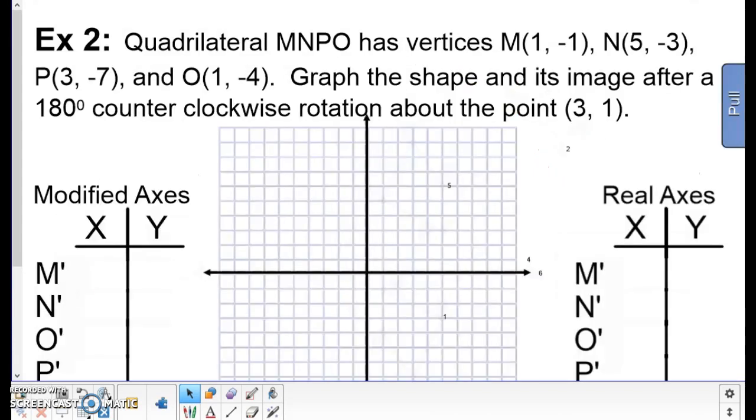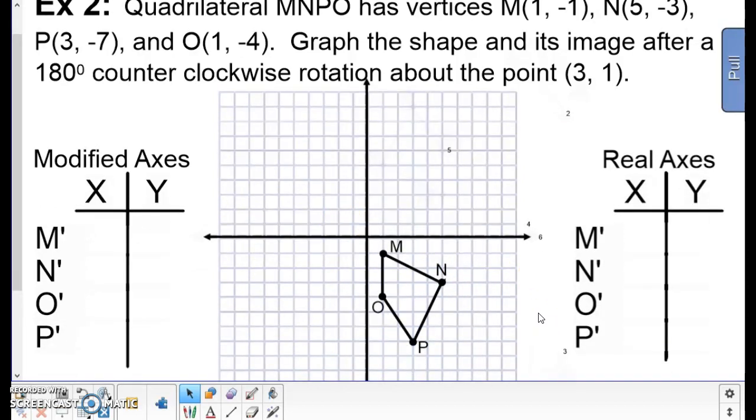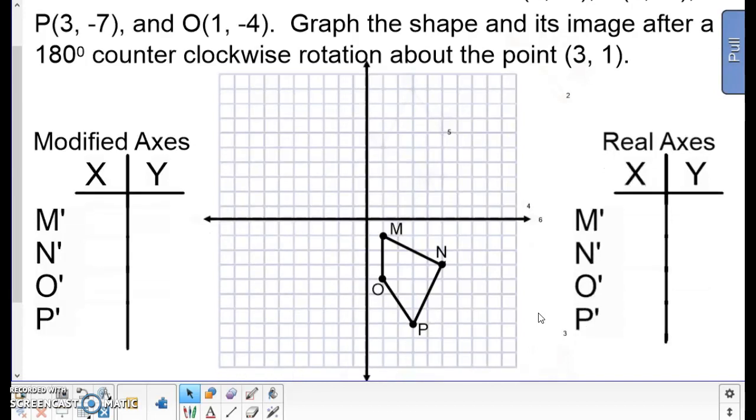Okay, let's try another one. So this is quadrilateral MNPO, and let me get it up there. So there's quadrilateral MNPO with the coordinates that are given, and we want to rotate around the point 3, 1. So I want to rotate around this point where I put the new blue axis. This is the point 3, 1.